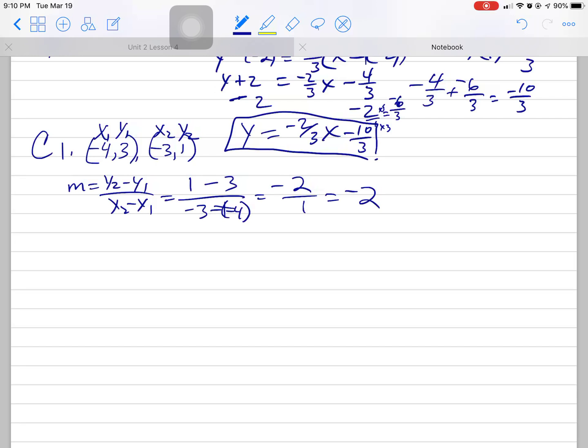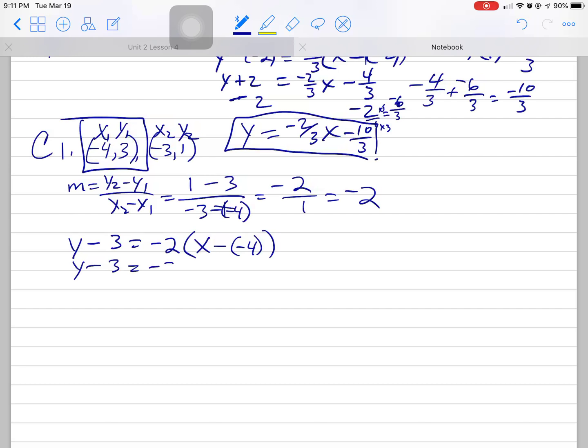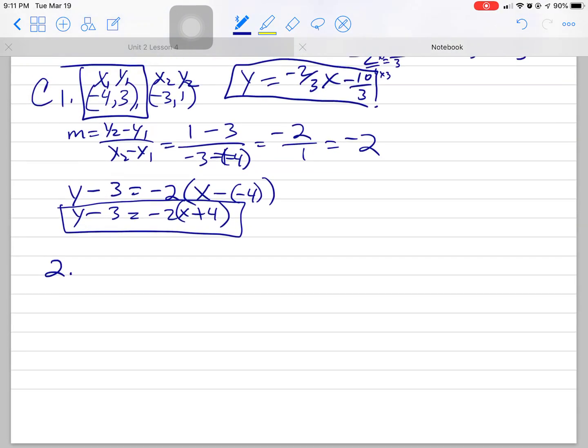All right. Now, I need one of these points to use in my point-slope. This one's already labeled 1, so let's just use that one. So y minus 3, y1, equals the slope that I just figured out, times (x minus -4). Y minus 3 equals -2 times (x plus 4). And isn't that the only thing they wanted? That's all they wanted. So that is it in point-slope form.